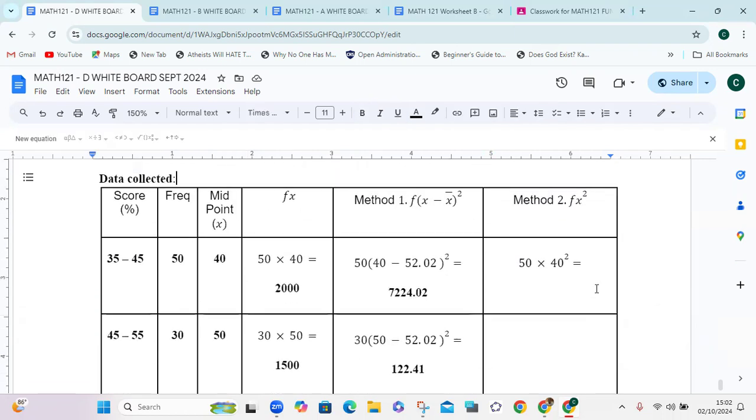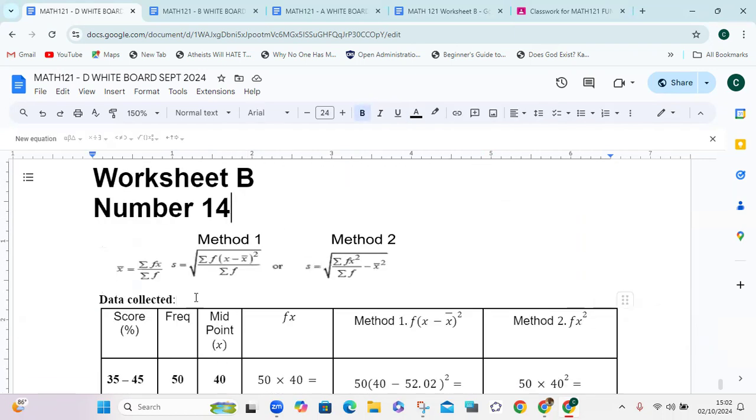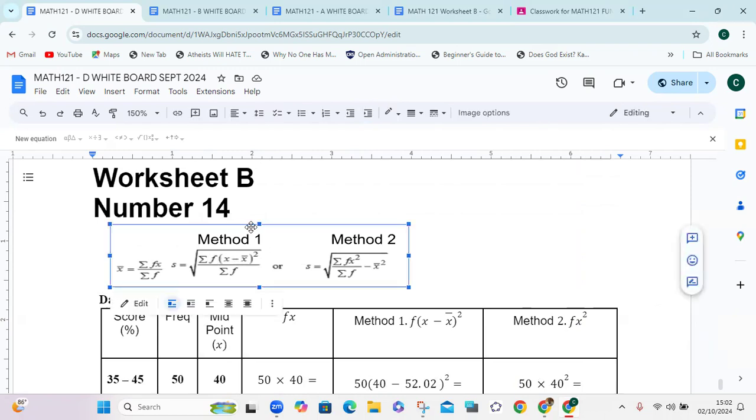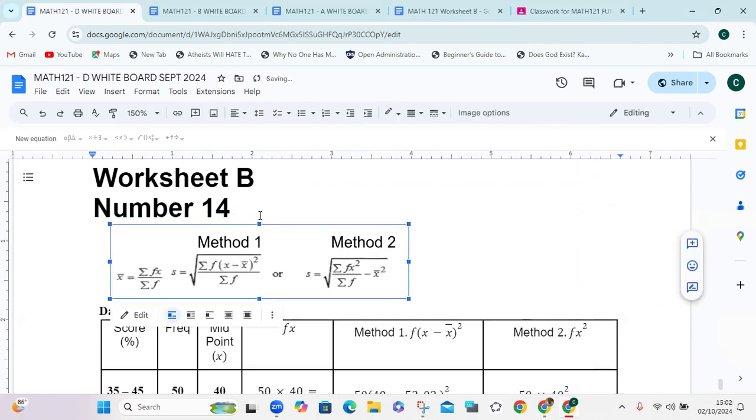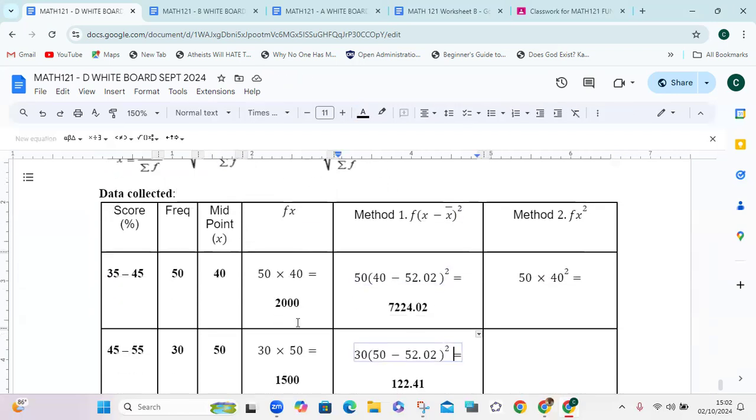And then we've got to sum this up. Bear in mind, whenever you see sigma, you have to complete all what is to the right of sigma first. So we needed to calculate all the f(x minus mean)². Then we add last.